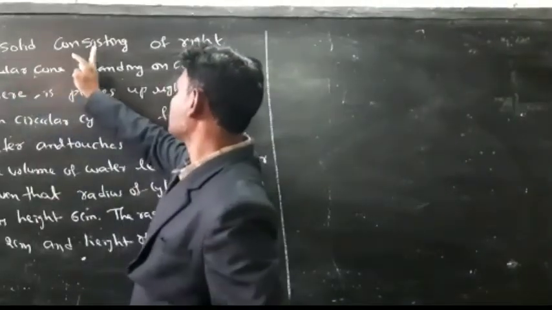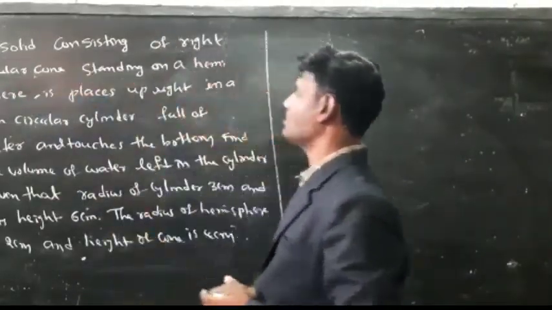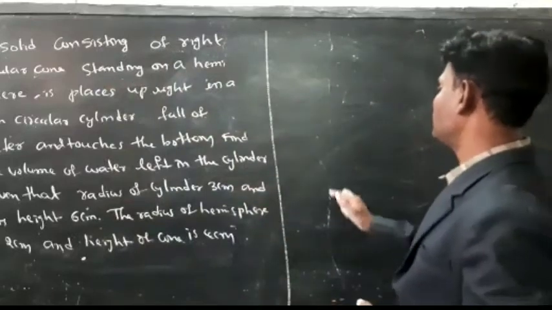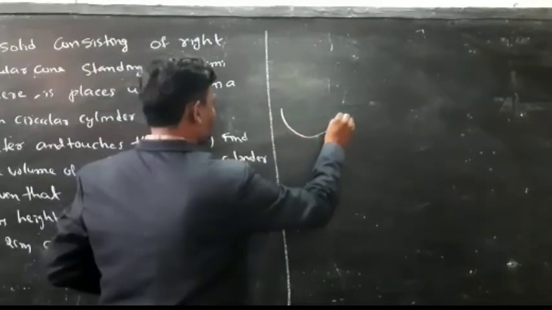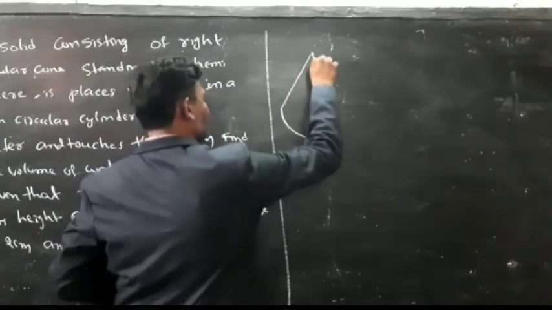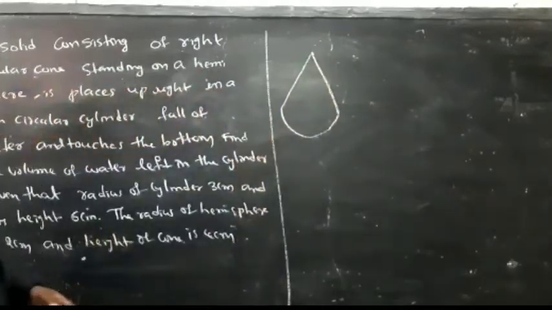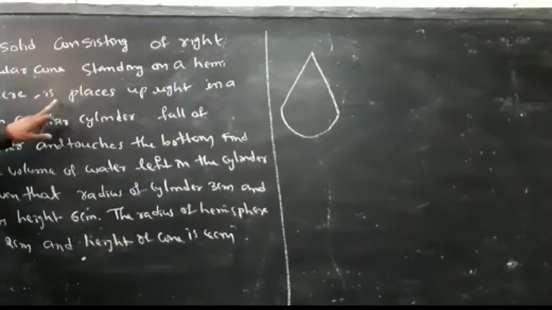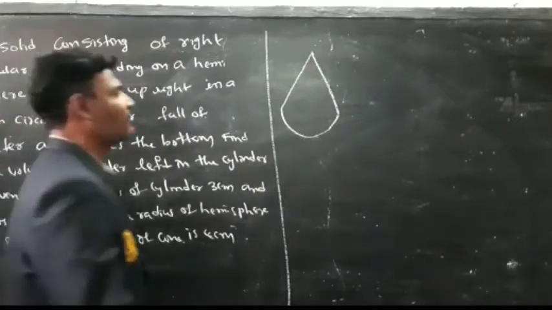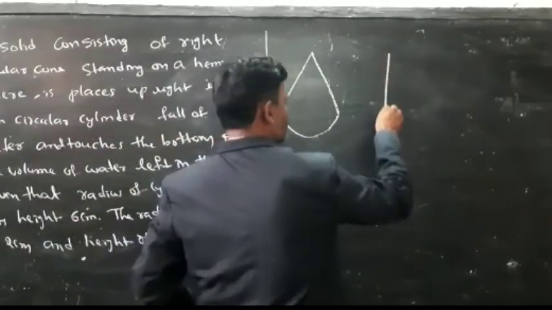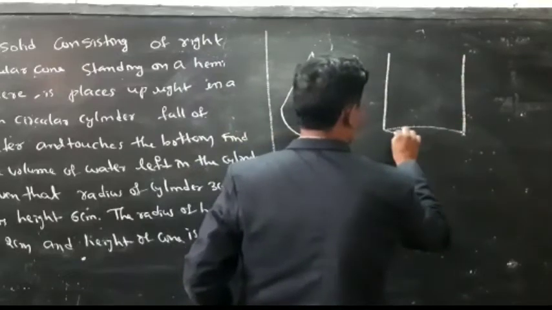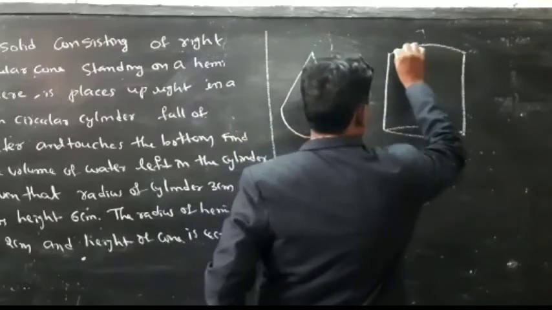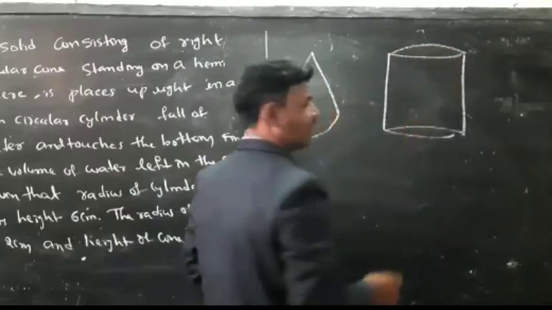A solid consisting of a right circular cone standing on a hemisphere is placed upright in a right circular cylinder. Here is one solid. It consists of a hemisphere and also a cone. Here is one cylinder. That solid is placed in this cylinder.